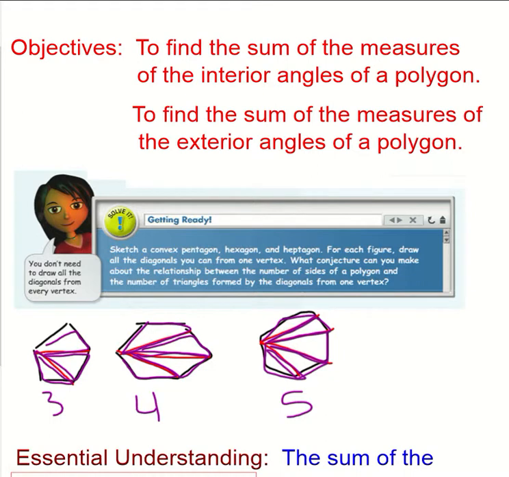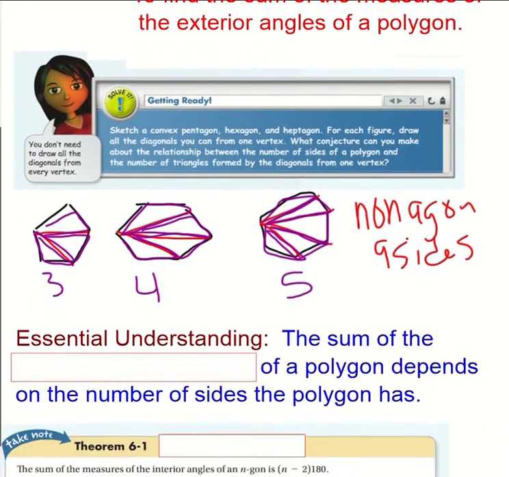So, having done this, how many triangles do you think you can form with diagonals of a nonagon? A nonagon would have 9 sides. Can you make any predictions about that? Think about that as we move on and look at some of these.